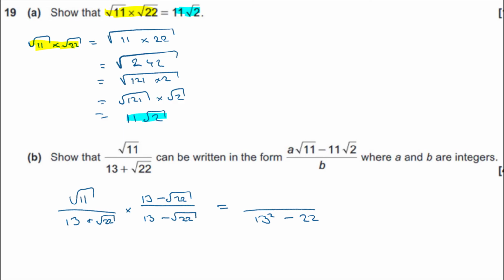Okay, that's what I get. That's why we multiply it through by the complement. I'll work that out in a second. So then on the top, I'm going to get root 11 times those two things, aren't I?